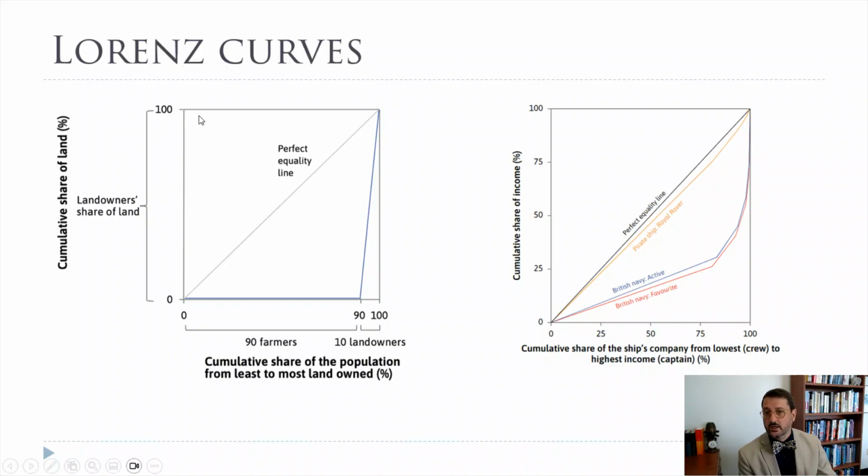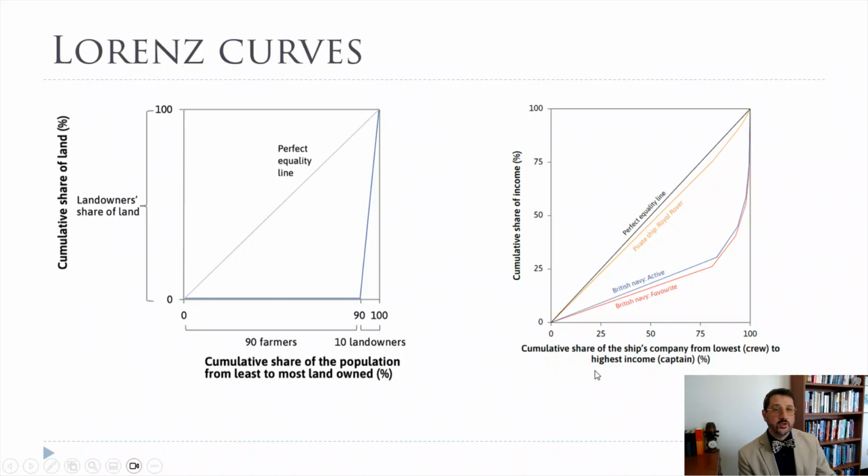So this is not an uncommon way that land used to be owned, right? Most people did not own land, and then it was held by some group of elites, whether we call those landowners or nobles or whatever. Income is distributed more equally because most people are going to need some amount of income in order to eat. And so here on the right-hand side, we're graphing income inequality.